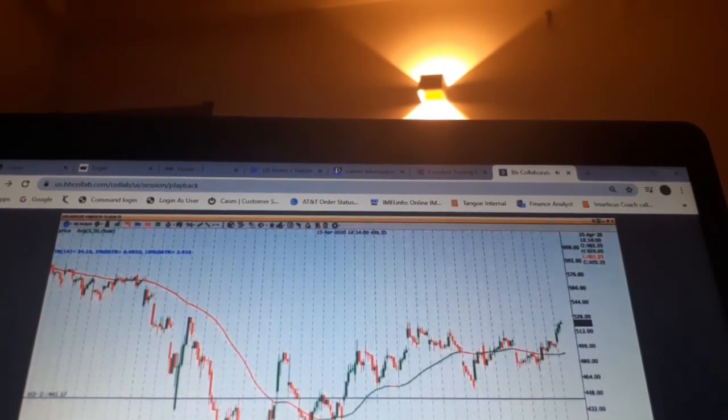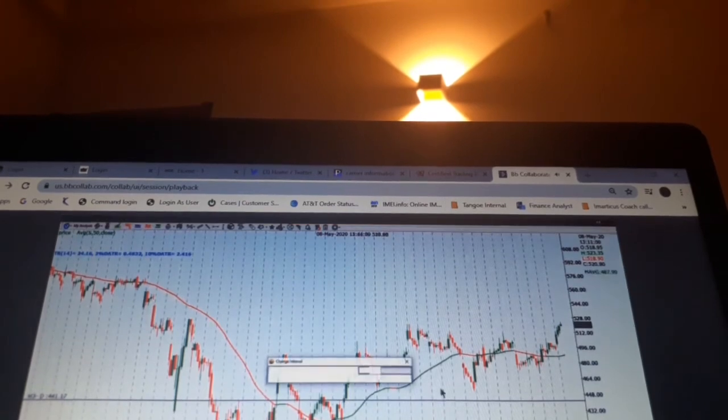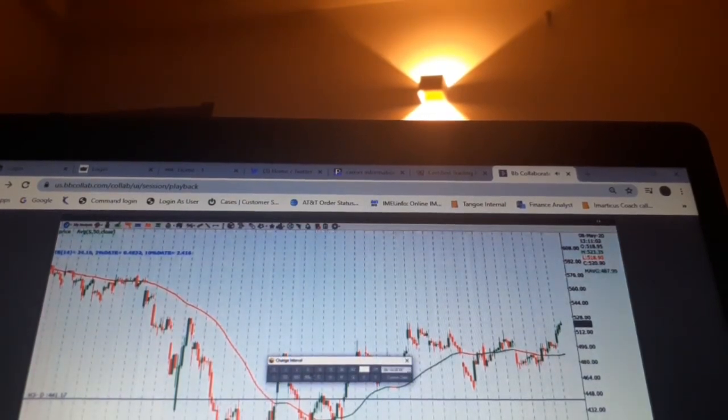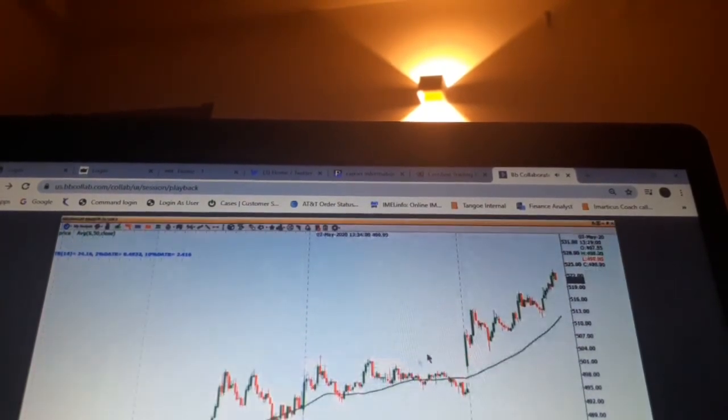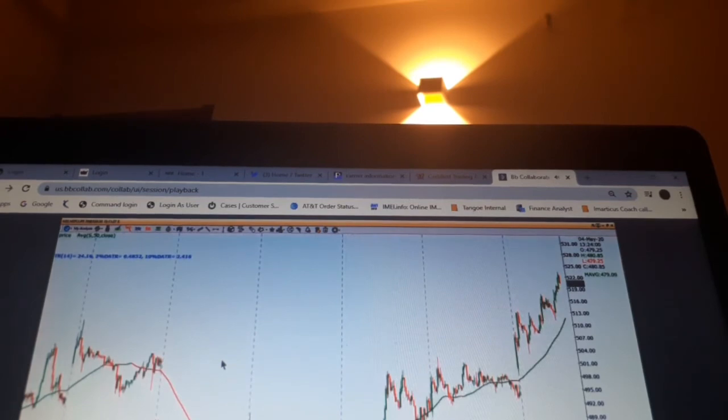Do an early income trade on HDFC Life. Early income trade on HDFC Life. HDFC Life and ICICI Prudential Life. Early income trade. Do that.